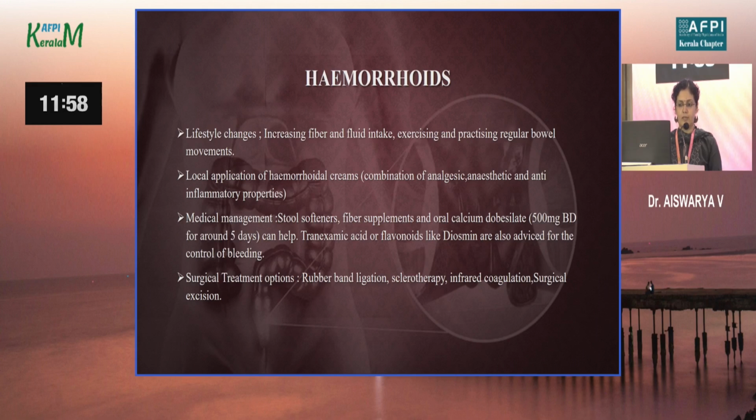For example, 500 mg twice a day for around 5 days may be given. Tranexamic acid or flavonoids like diosmin are also advised for control of bleeding. Then surgical treatment options, if you are not able to manage further, include rubber band ligation, sclerotherapy, infrared coagulation, and surgical excision.